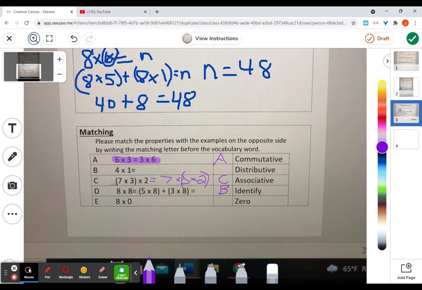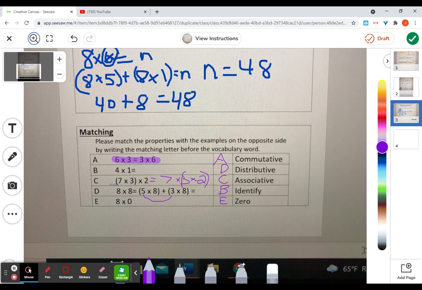And then the next one is 8 times 8, and then I've got a 5 times 8 and a 3 times 8. And if you look at the 2 first numbers, 5 plus 3 equals 8. So it looks like they took an 8 and they split it into 5 and 3, which is the distribution property. So I'm going to take a D and put D here. And then this very last one is multiplying with the 0. And that, of course, is the 0 property. So that one is pretty easy.